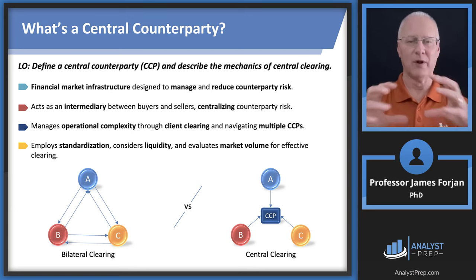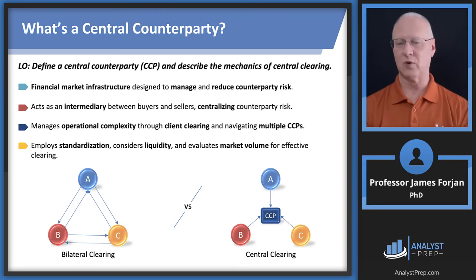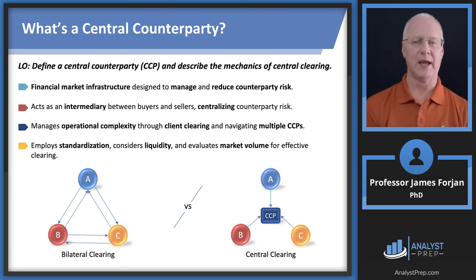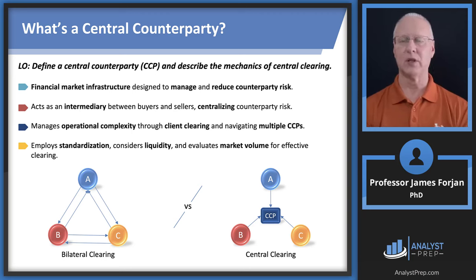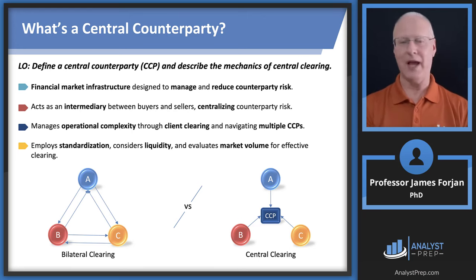What image did I give you before? I went like this, right? It's just a central party. So look over at the little square. Is that not quite a square? Maybe that's a rectangle, the CCP over there. So that's central clearing, as opposed to parties A, B, and C having to deal with each other. So you have arrows going every which way. Who keeps track of all that stuff? Well, A keeps track of it, B keeps track of it, and C keeps track of it. But what if these three people disagree on something? That's why we create this central counterparty in the middle, and that's the responsibility of the CCP to keep track of all this stuff.